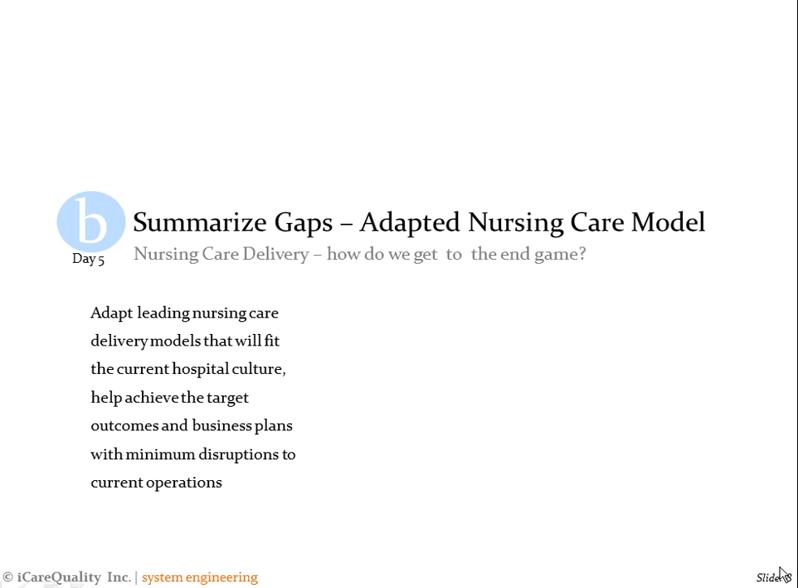Now we look at ADAPT, the most commonly available frameworks in the industry. We review them, and we adapt them to suit the current organization's culture and help the organization achieve the target outcomes with minimum disruption to current operations. At the end of day 5, we have a reasonably well adapted nursing model that can be reviewed with management. Within the first week, we have a reasonably well understood strawman-like operating model that management can approve.